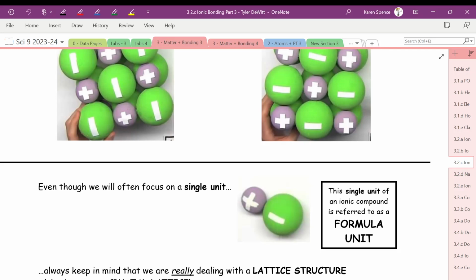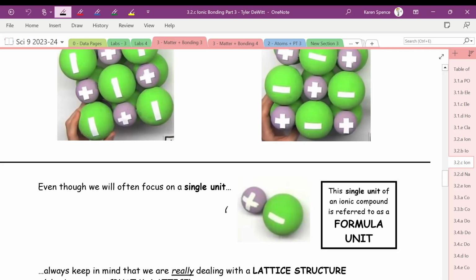Does this really exist in nature like this? No. But chemically it's useful to just say, well, what if we only had one? That's fine. What we call it is a formula unit. A formula unit is kind of like a molecule.